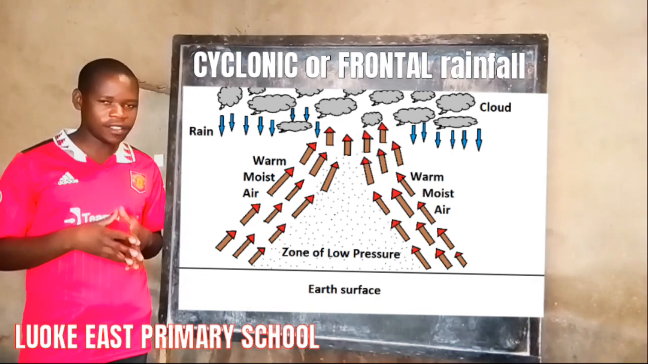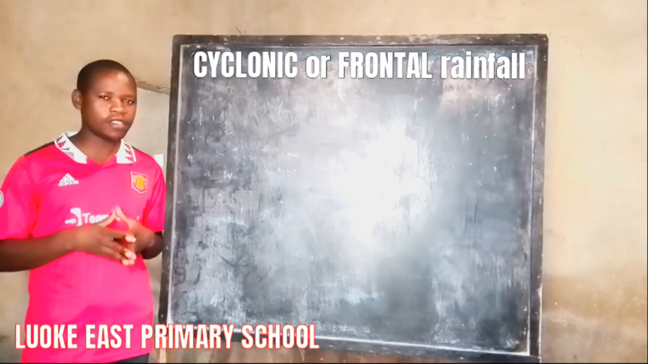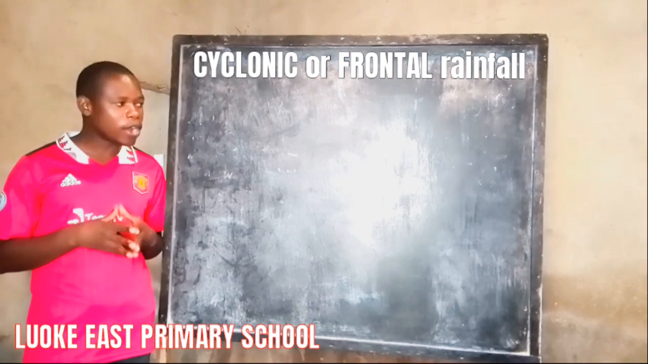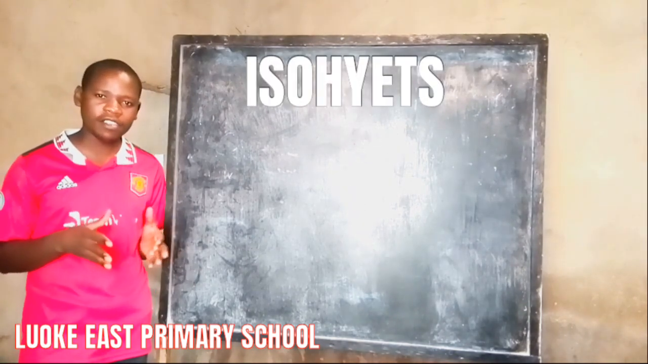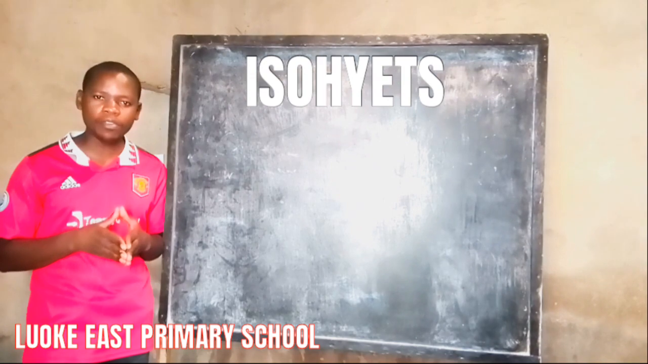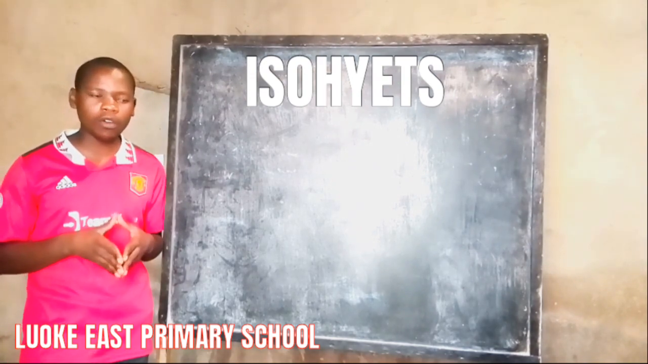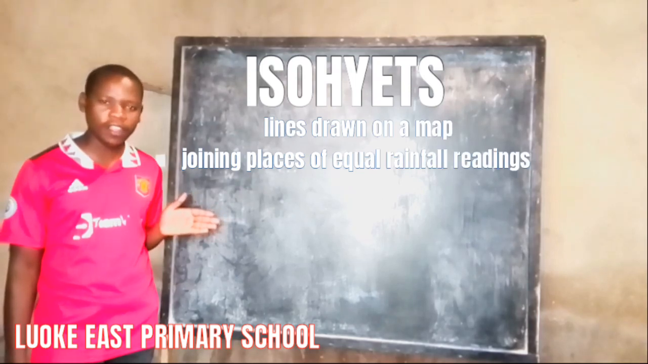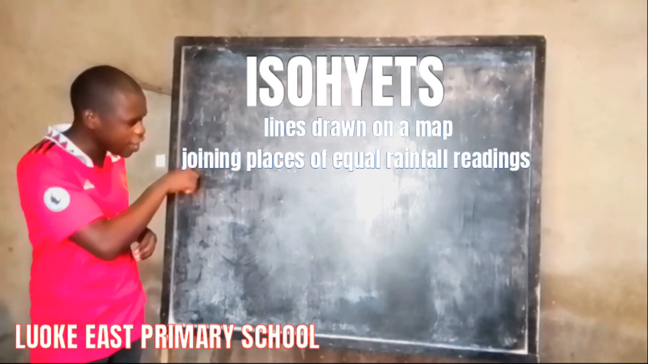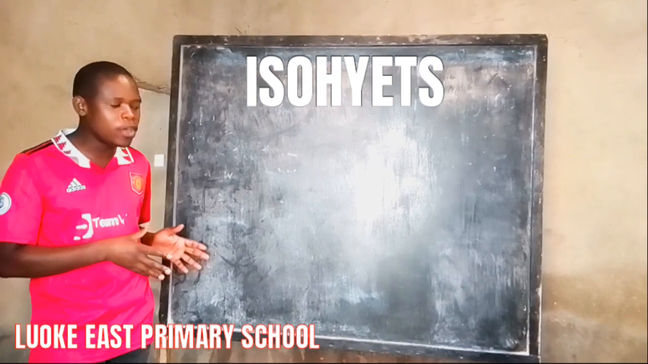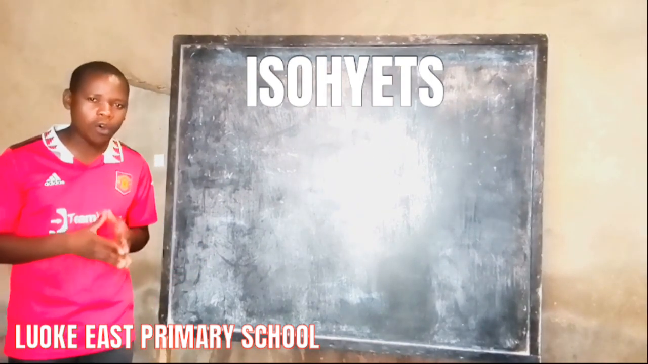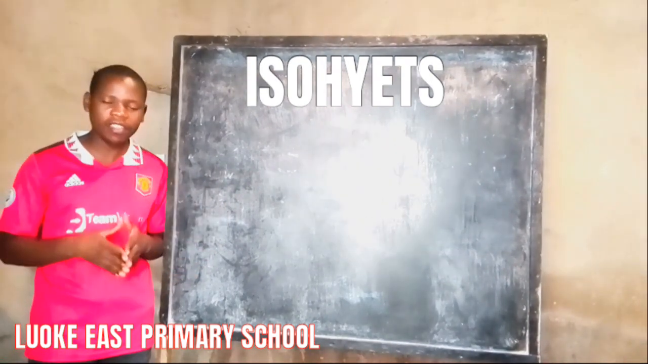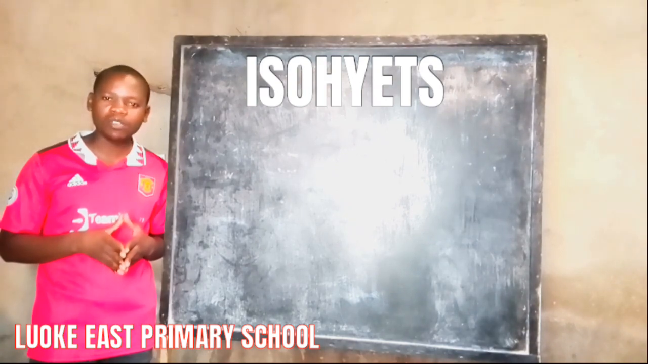The last point that I am going to explain in this video is that under rainfall, you must know that there are lines that are drawn on maps joining places of equal rainfall. Those lines are called isohyets. Isohyets are these lines that you are seeing on this map joining places of equal rainfall.